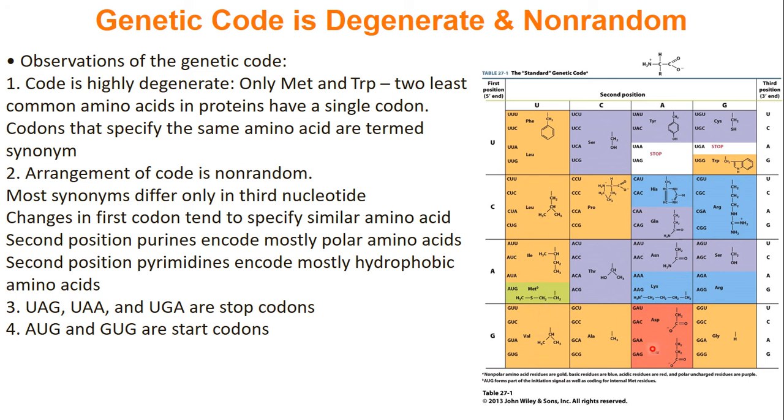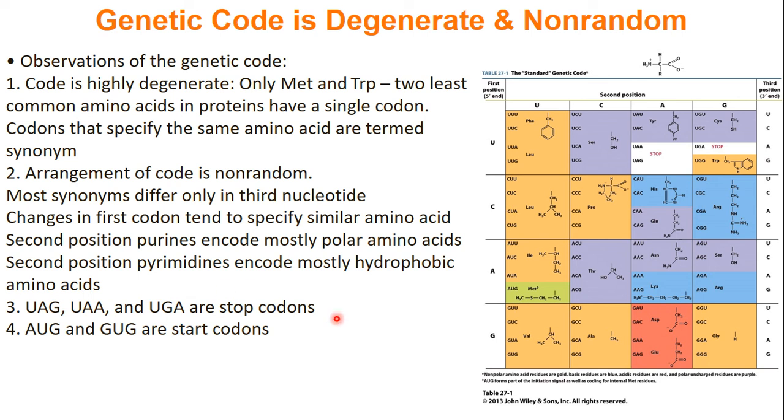You can see all of our charge groups and our polar groups are really all lined up here. So that's saying, well, if you just change the first nucleotide, you're still going to get something that's at least somewhat polar or charged. So your protein isn't completely destroyed. If your second position is a purine, you're mostly getting polar amino acids. If your second position is a pyrimidine, you're mostly getting hydrophobic amino acids.